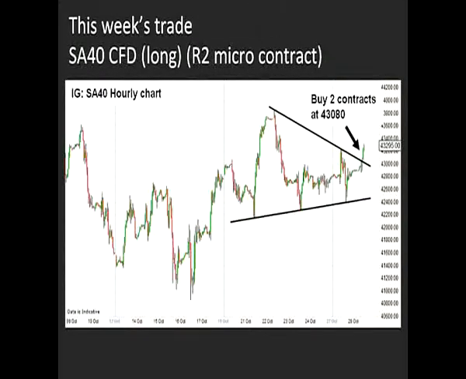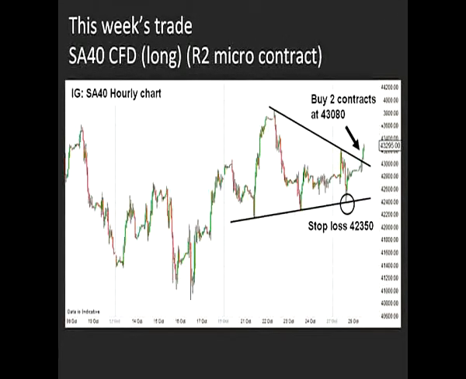So I've gone along, I'm actually buying 2 of these. So 2 contracts of the micro SA40, about 173,000 rand, I think it is, of exposure that I'm taking. I'm buying 2 of them at 43,080. Okay. And my stop loss is below the lowest point in that triangle there, which was at 42,350. So I'll exit if it goes underneath that prior low.